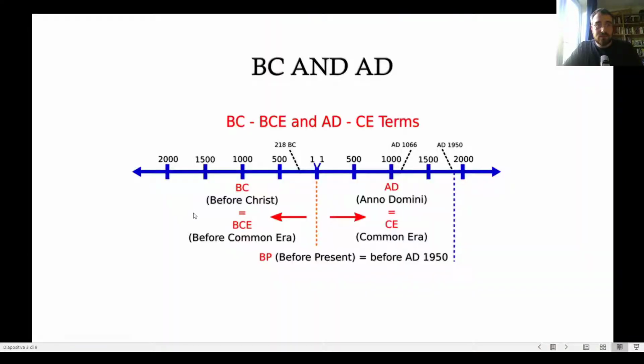Okay? The lower a BC date is, the closer it is. Therefore, something that happened in 490 BC will have happened before something that happened in 323 BC. Okay? If it helps, you can think of BC as backwards chronology. So, the larger the number, the older the date is. I hope that's clear.